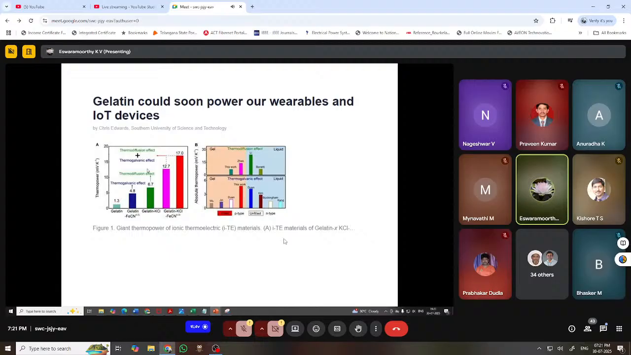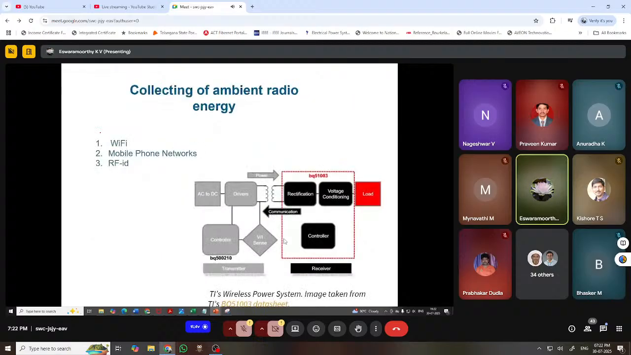Then again, these are some of the things. Gelatin can also be used to power wearable and IoT devices. This is from Chris Edwards and Southern University of Science and Technology. They are using thermodiffusion, thermogalvanic gelatin, so all those materials they use. Then they have measured the milliwatt per Kelvin. What is Kelvin? It is the temperature difference. What are they going to get?